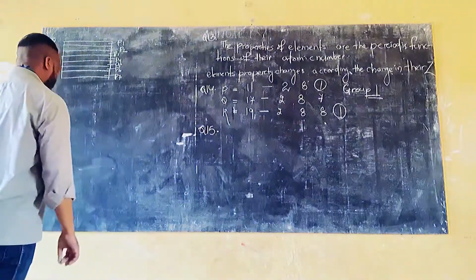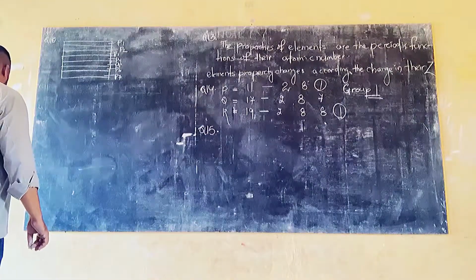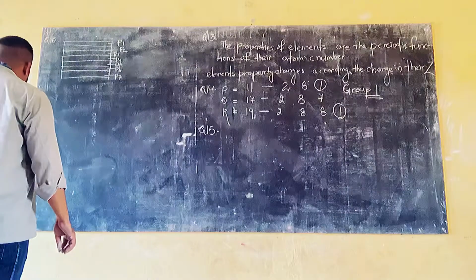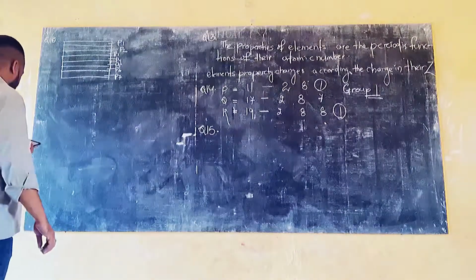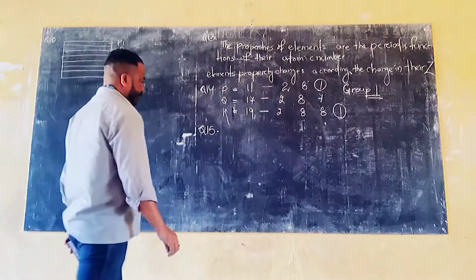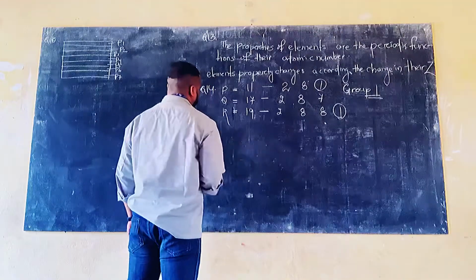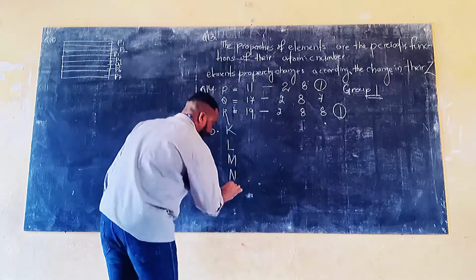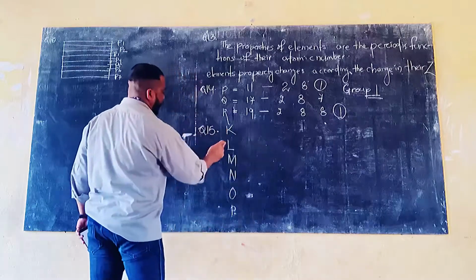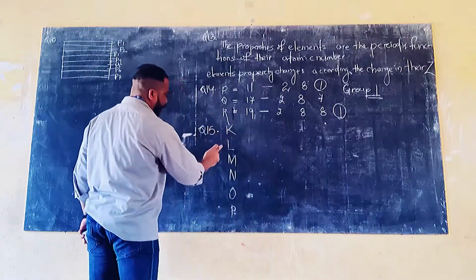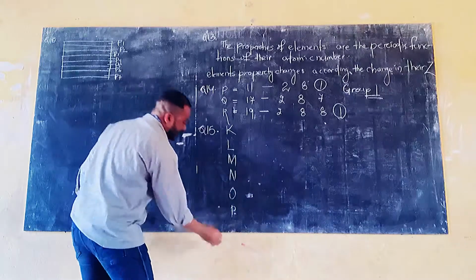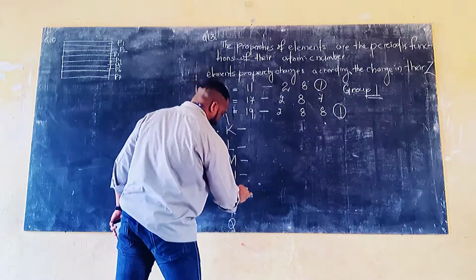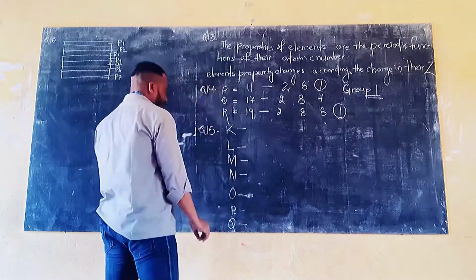Question number 15. Write the formula which is used to determine the maximum number of electrons that a shell can accommodate. See, in the periodic table there are periods like this: K, L, M, N, O, P. Period 1, period 2, period 3, period 4, 5 and 6, and this is period 7. Number of shells is equal to number of periods.